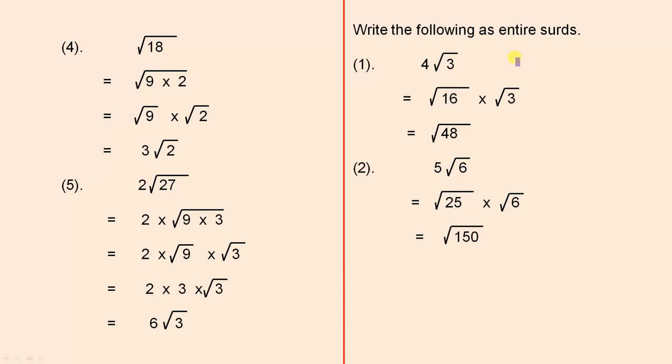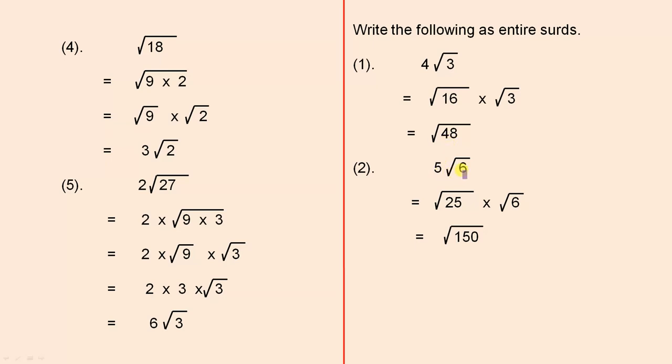We can also go the other way. If we have a surd in its simplest form, we can write it the other way with everything under the square root sign. So that 4 there, that's actually the square root of 16. So 4 the square root of 3 can be written as the square root of 16 times the square root of 3. We're allowed to multiply 16 by 3 to give us 48. So 4 the square root of 3 is actually the square root of 48.